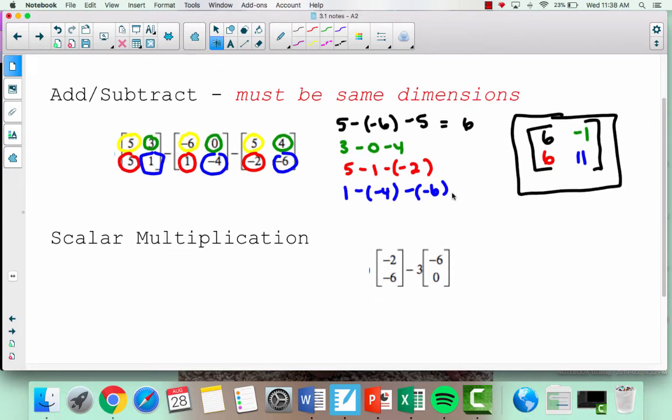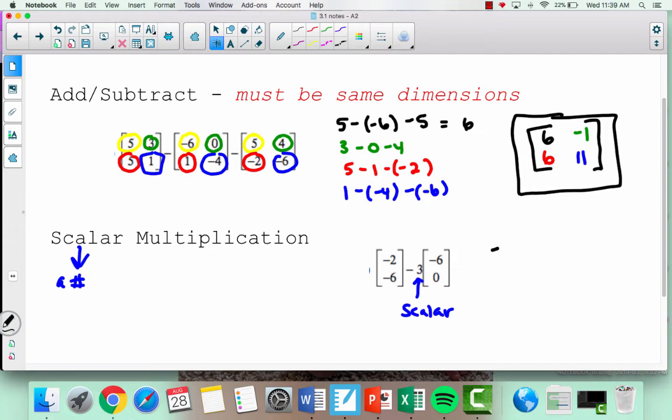Okay. Scalar multiplication is just a basic multiplication technique. A scalar is just a number. Okay, so in this example, that negative 3 right there is my scalar. And what you're going to be doing is just taking every element in your matrix times that number. So what we would do here is think of it like PEMDAS. Multiplication comes before subtraction. So I'm going to multiply everything in this second matrix by negative 3, and then I can go ahead and combine them together.